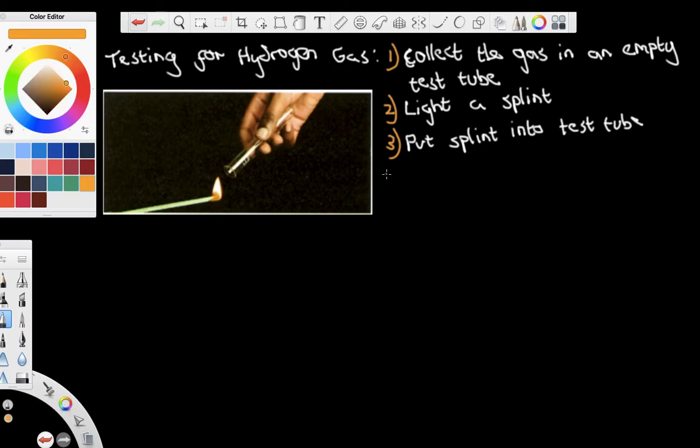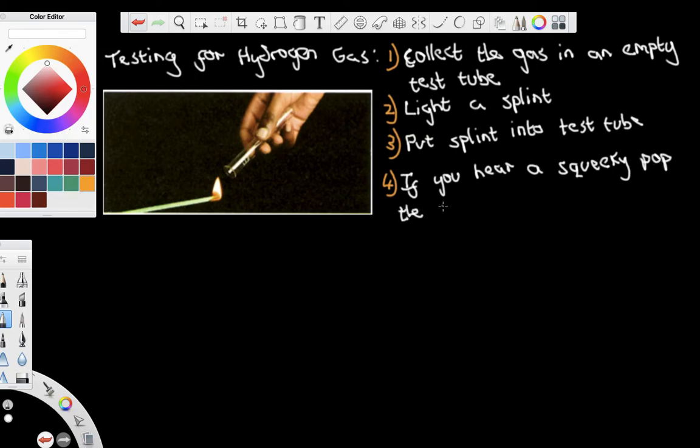So number four, if you hear a squeaky pop, the gas is hydrogen.